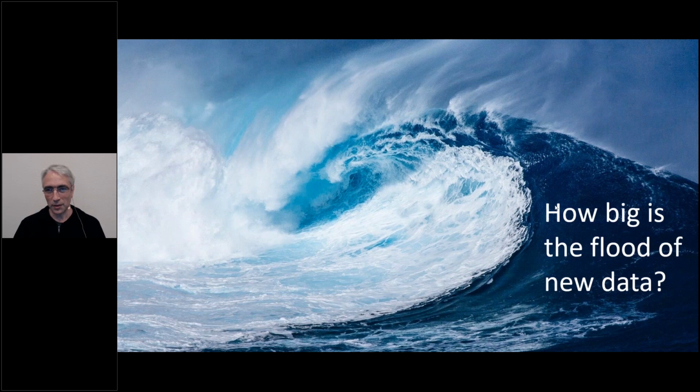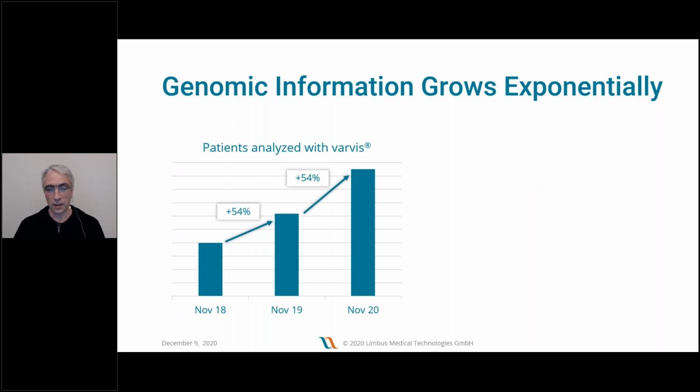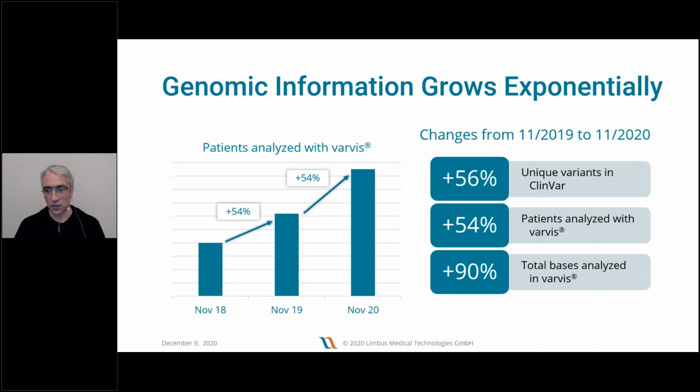I would like to give you some numbers from our point of view, how big this flood actually is. In some areas, genomic information is growing exponentially. Just as an example, the number of patients that have been analyzed with varvis in the past 2 years has been growing by more than 50% year over year. If you look at just the time range between November last year and November 2020, for example, ClinVar has grown by more than 50%. Almost 300,000 new unique variants have been added to ClinVar in that time frame.